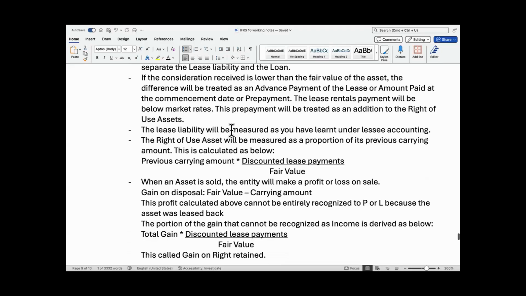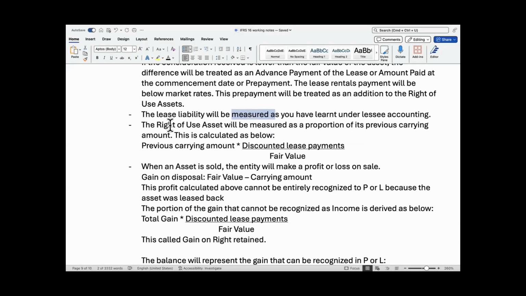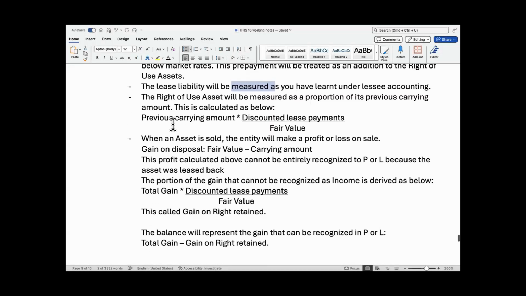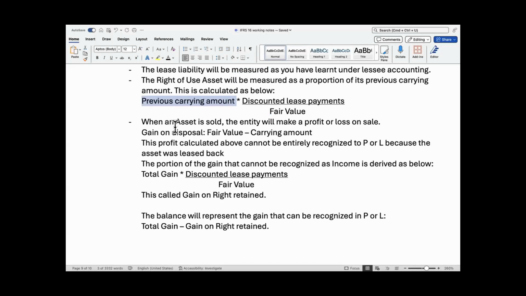The lease liability will be measured as you have learned under lessee accounting, but the right of use assets will be measured as a proportion of its previous carrying amount, which is calculated as previous carrying amount times discounted lease payments all upon fair value. So when an asset is sold, usually there will be a profit or loss on sale, which is computed as fair value minus carrying amount.